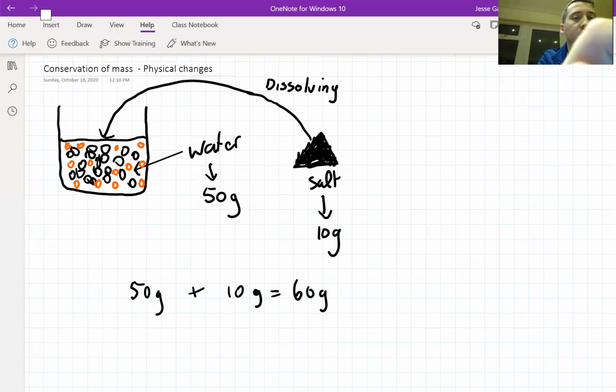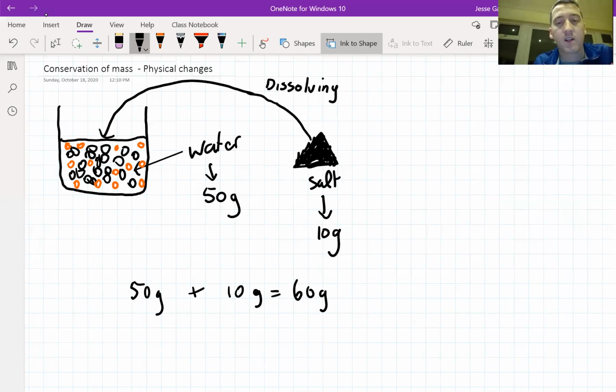What do we call the mixture when we mix them together? On 3, speak your answer to the screen. 1, 2, 3. I'm hoping that you said 60 grams of solution. The word solution is a mixture of a solute and a solvent.